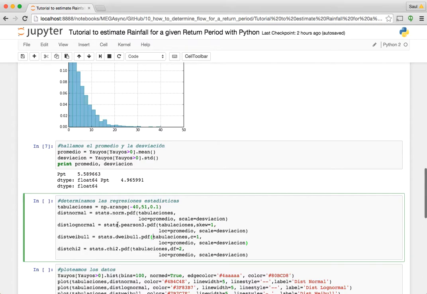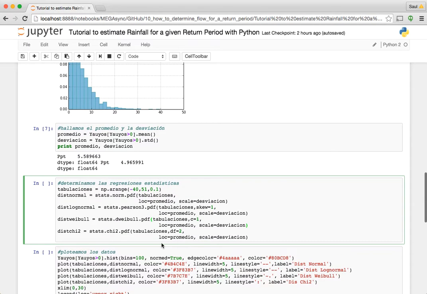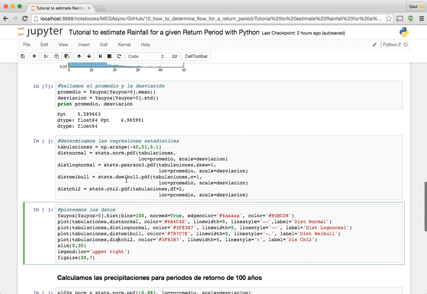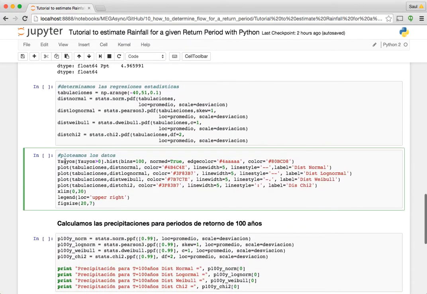for the normal distribution, for the Pearson type 3, which is the log normal distribution, for Weibull and for chi-square. With this we get the array that will represent the probabilistic distribution for this average and this standard deviation. If we plot this, what we are doing is plotting our histogram again, plus a line with some styles for the normal distribution, the log normal distribution, the Weibull distribution, and the chi-square distribution.